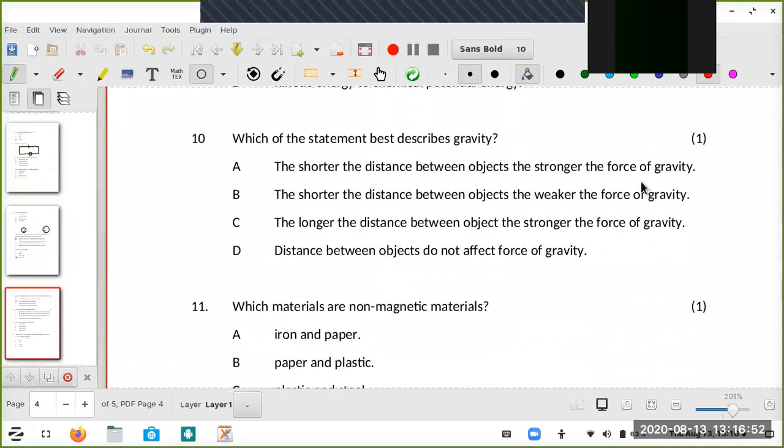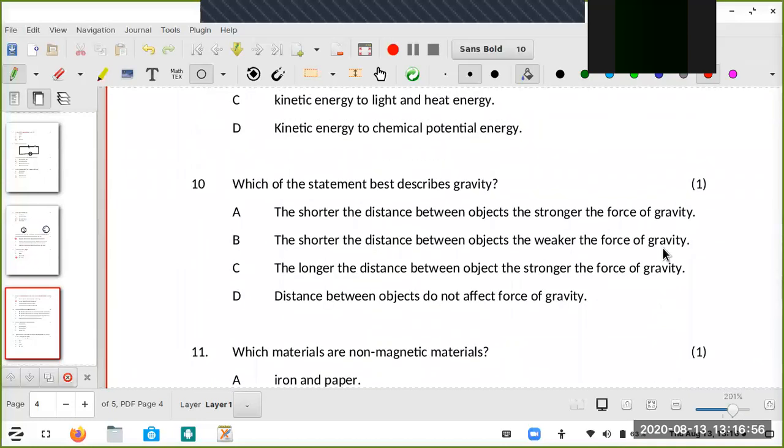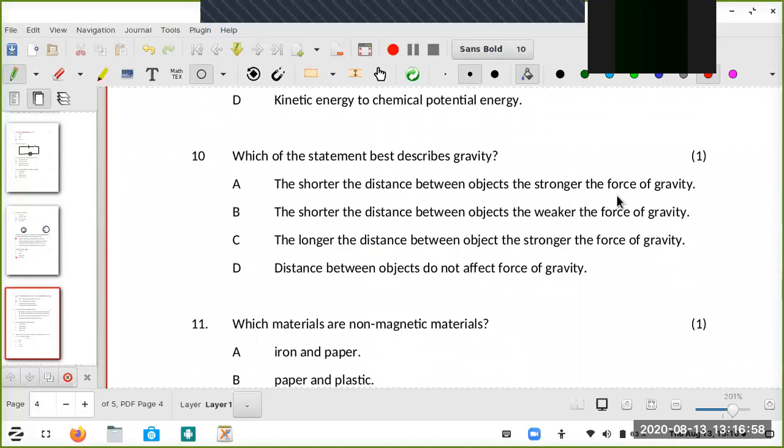Then 10. Which of the statements best describes gravity? So we are looking at the force of gravity here.